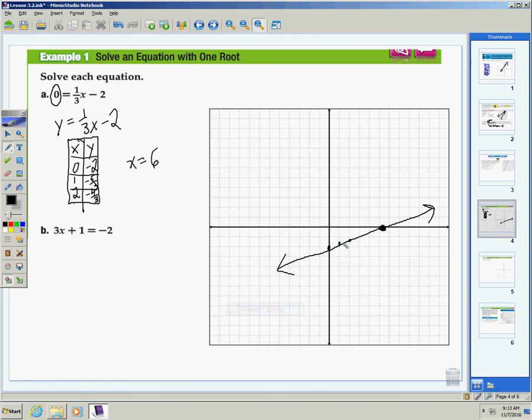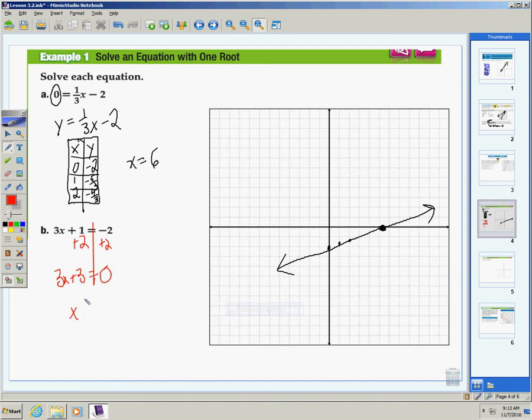Second one, now there's two different ways to do this. What I'm going to say is we're always going to have the right side equal to 0, so I've got to solve it for 0. I'm just going to add 2 to each side. So now I've got 3x plus 3 equals 0. Now I'll be able to find my 0. So I'm just going to rewrite this equation: 3x plus 3 equals y. I replace the 0 with a y.